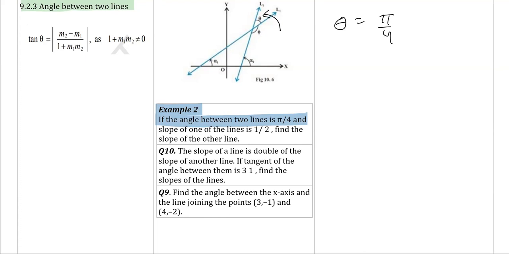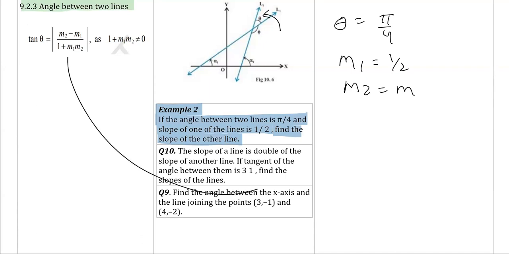And the slope, further if I read, it says slope of one line is half. So let's say the one line be m1 and its slope is given as half. And then we have to find out the slope of the other line. Let's say the slope of the other line is missing. So we can take m2 as the slope of the other line. Say I took it as m here.